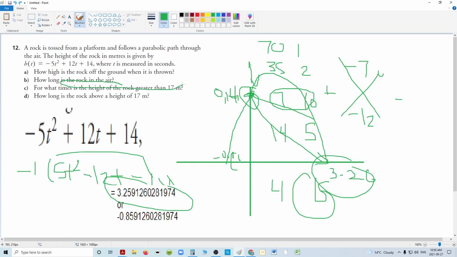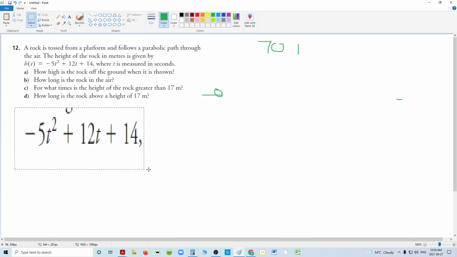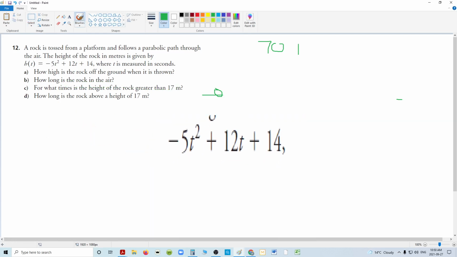At what time is the height of the rock greater than 17? Well, that's going to be factorable. So when is this rock greater than 17? It's clear it starts at 14, and it's clear it goes up. You could do this several ways. You could find the vertex and then find the time it is away from 0 and the time it is away from this point. So that'll be double the time that it hits this area. However, they're looking for 17.